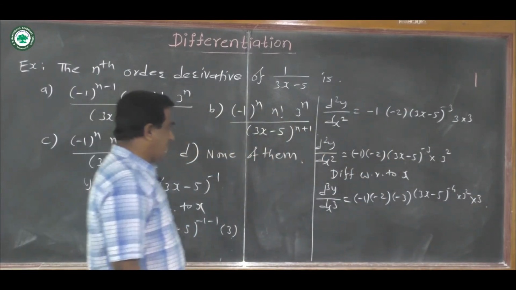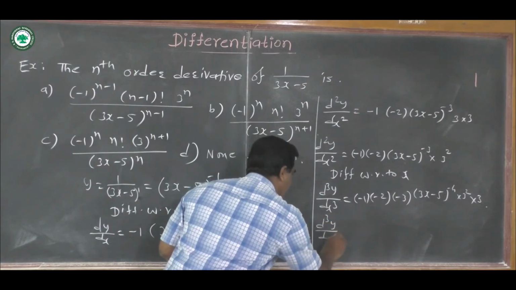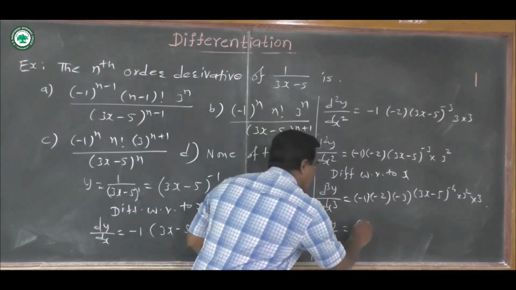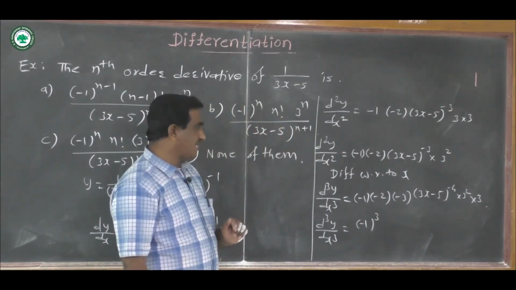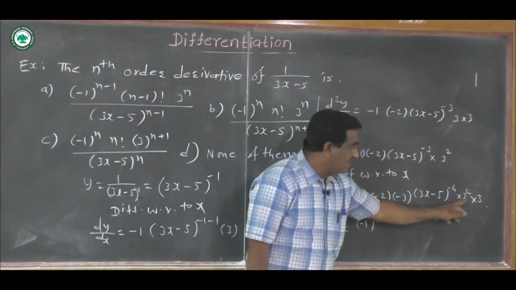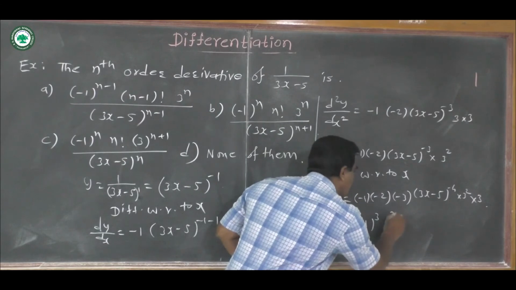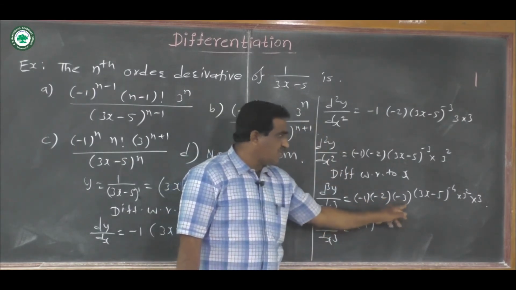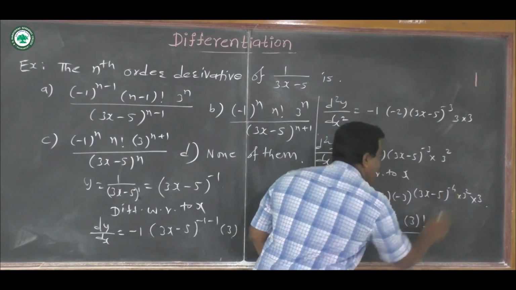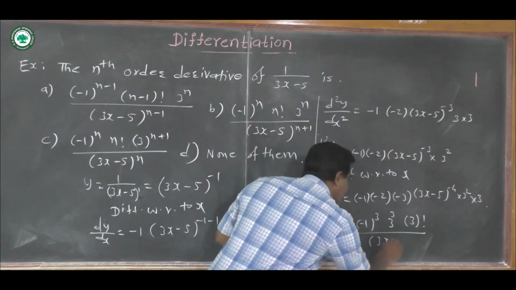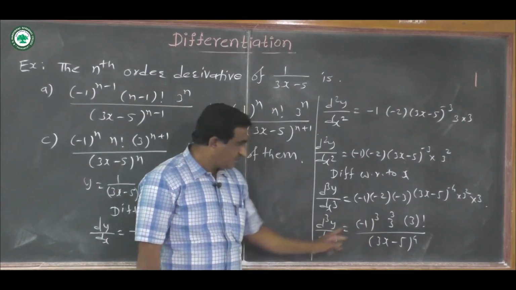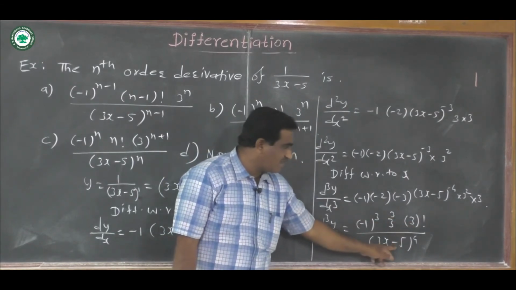Now for d cube y by dx cube, observing the signs, the minus sign appears 3 times, so we write minus 1 raised to 3. The 3s give 3 raised to 3, and 1 into 2 into 3 is the product of the first 3 natural numbers, which is 3 factorial. And (3x minus 5) raised to minus 4 is 1 upon (3x minus 5) raised to 4. So the third order derivative is minus 1 raised to 3 into 3 raised to 3 into 3 factorial upon (3x minus 5) raised to 4.